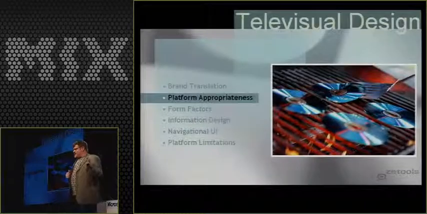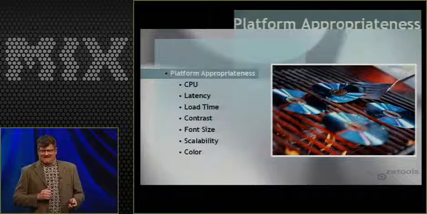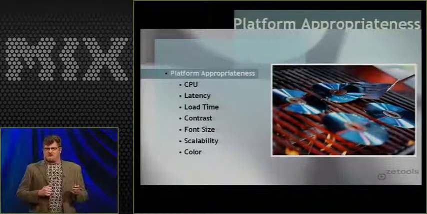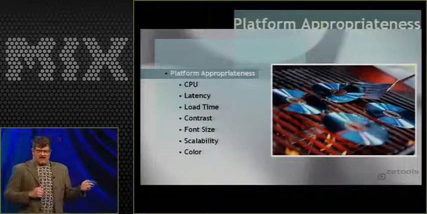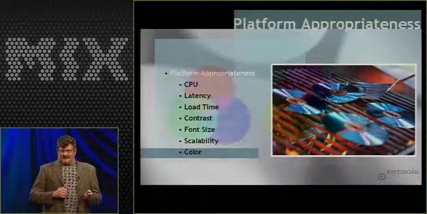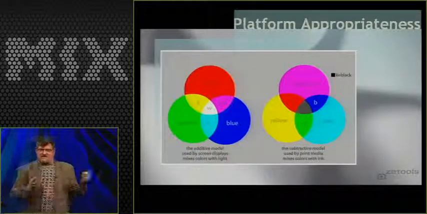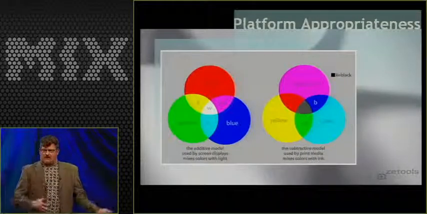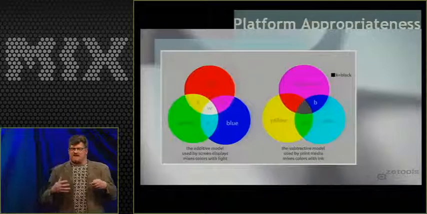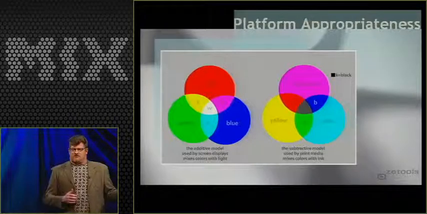All right, next, platform appropriateness. And I can't stress this one enough. There are so many things that you have to consider here that may not be obvious. I'm just going to pick one at random. I'm going to talk about color. Okay, so you know that there's CMYK and there's RGB. One is additive, one's a subtractive model. By combining these colors, you end up with a complementary set of colors between the two systems.